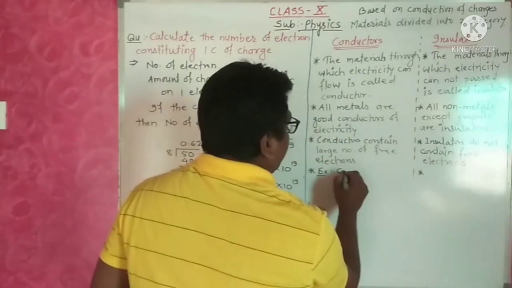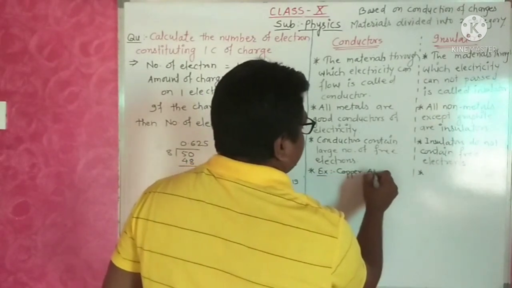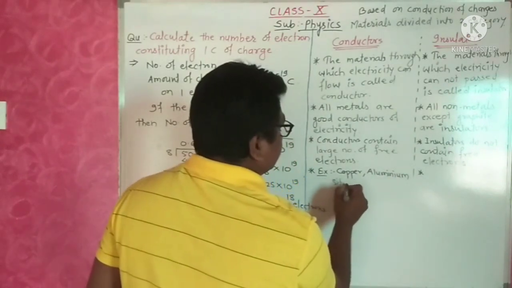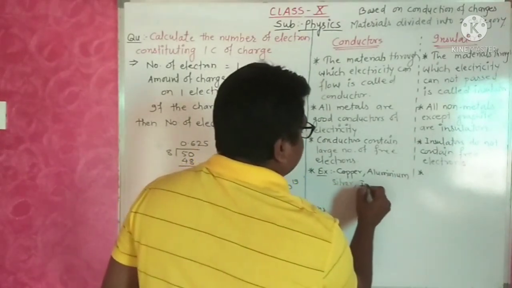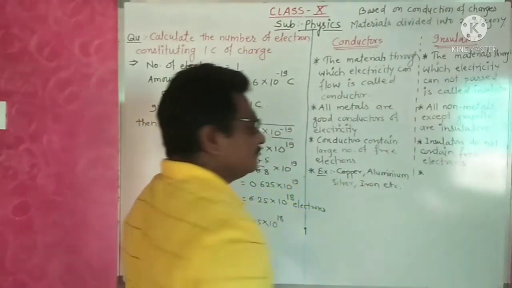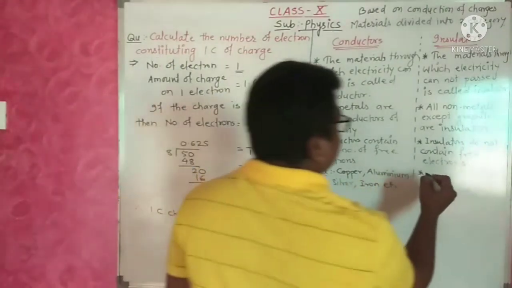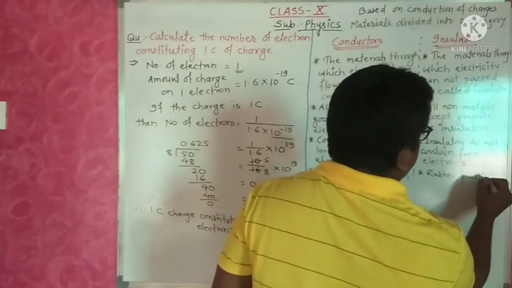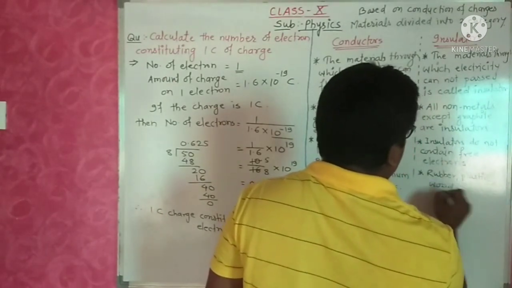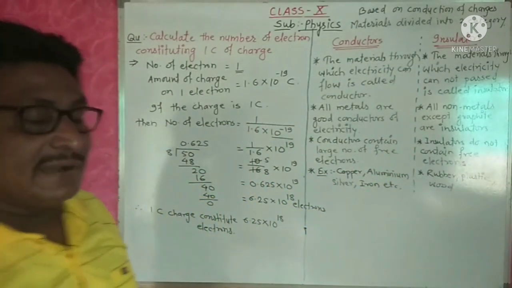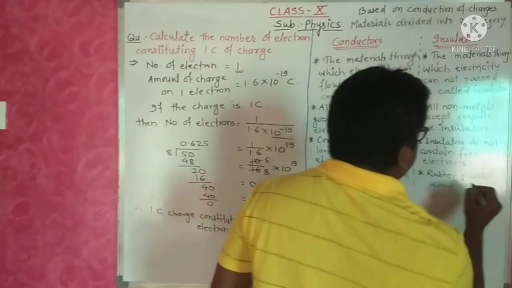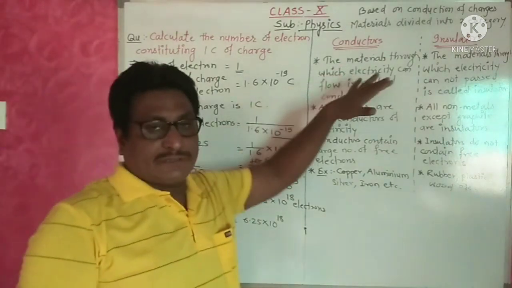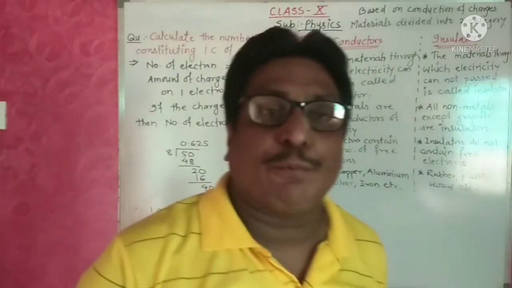Clear? So what are the examples? Here copper, aluminium, silver, iron, etc. All metals. And here what will come? Rubber, plastic, wood. These are the bad conductors or insulators. So got the 4 points, and for writing the difference between, 4 points are enough.